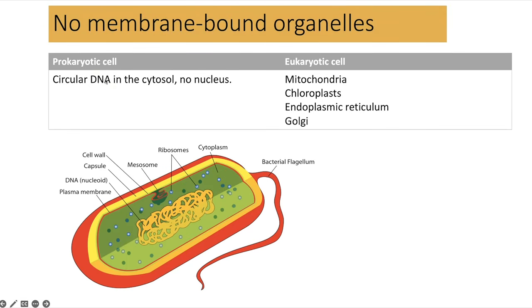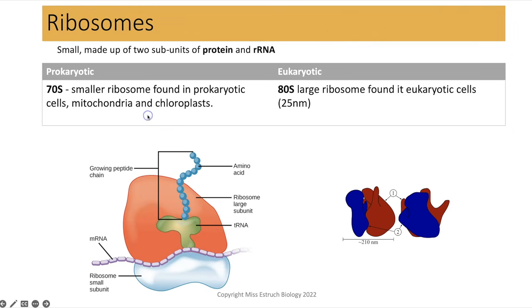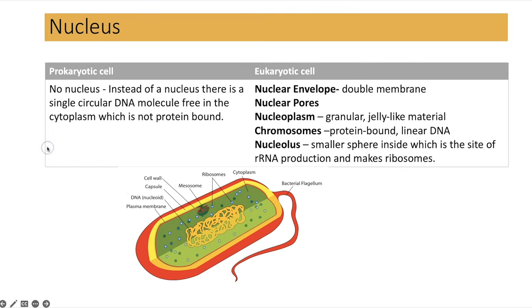They don't contain any membrane-bound organelles. So that means they don't have any mitochondria, chloroplasts, endoplasmic reticulum, Golgi apparatus or lysosomes, but they will have circular DNA loose within the cytosol, which is the name of the cytoplasm. They do have ribosomes, as we said, but it's the smaller 70S ribosomes. They don't have a nucleus. Instead, their DNA is circular and it is loose within that cytoplasm.